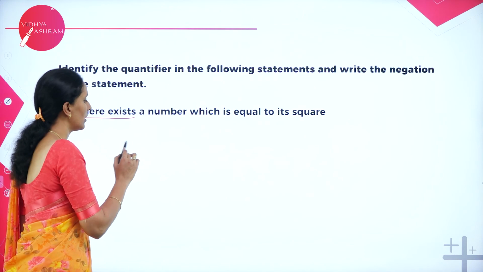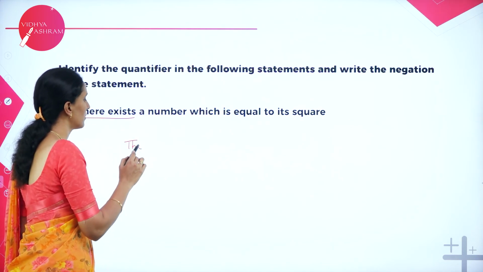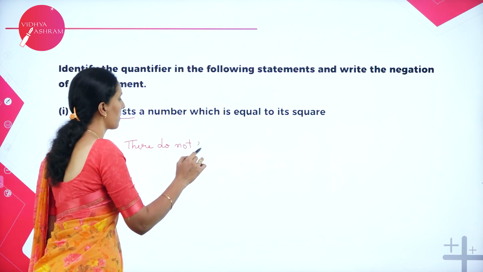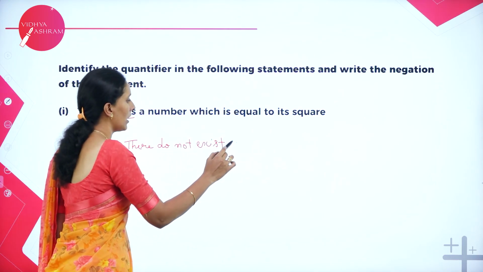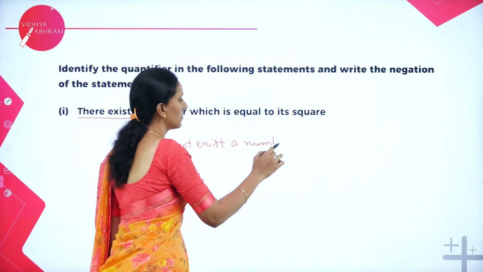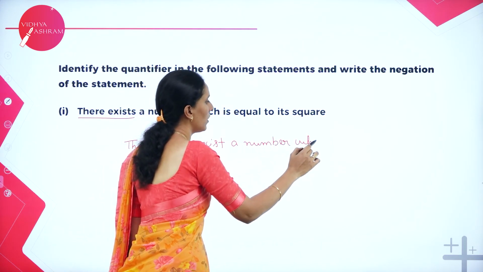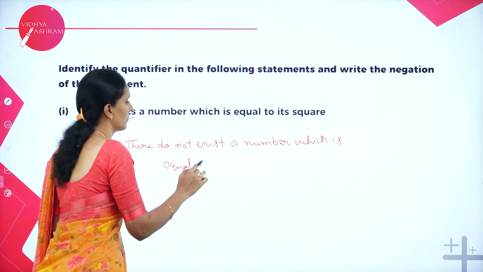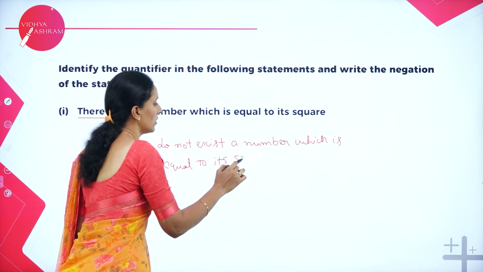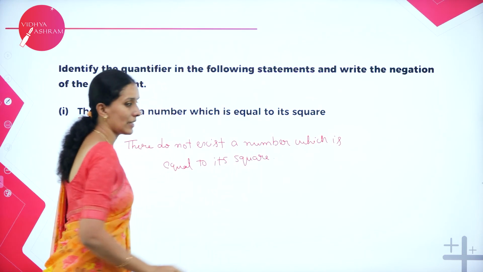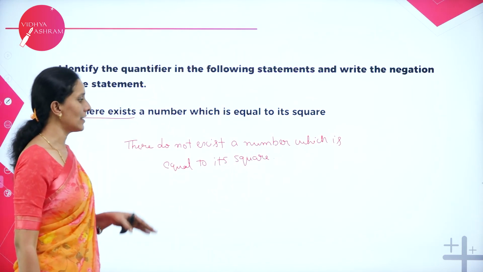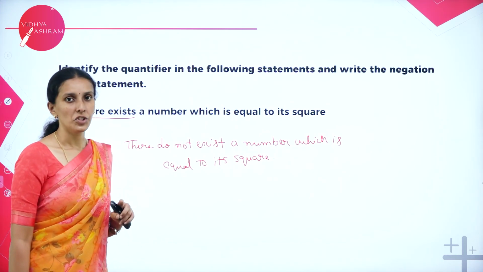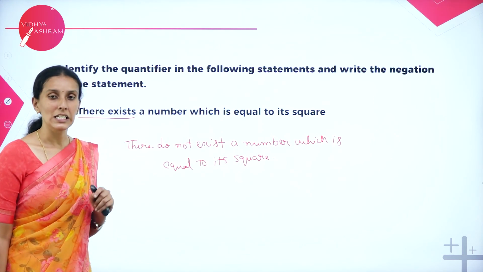So there do not exist a number which is equal to its square. So this is the negation of the statement. Here they are saying there exists. We have to write they do not exist any number which is equal to its square.